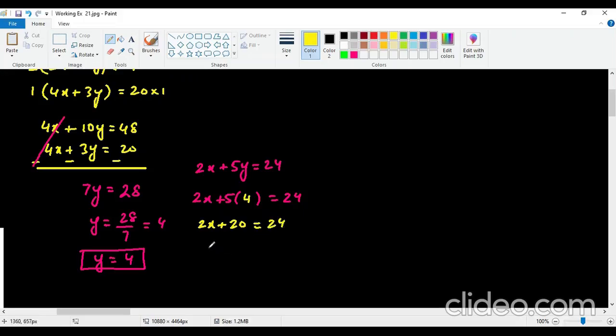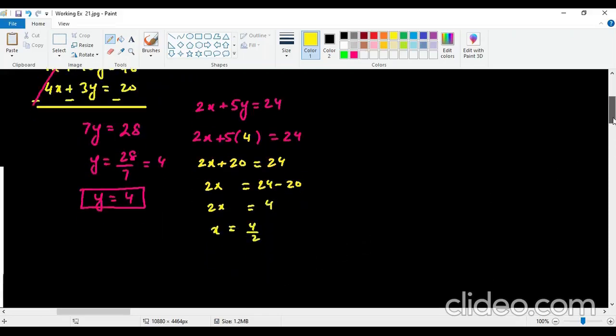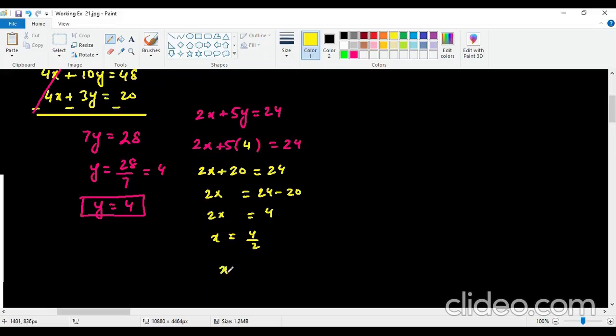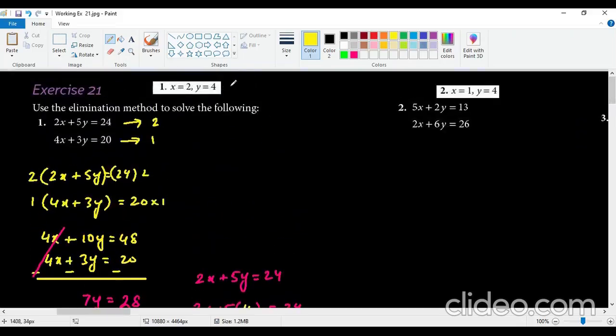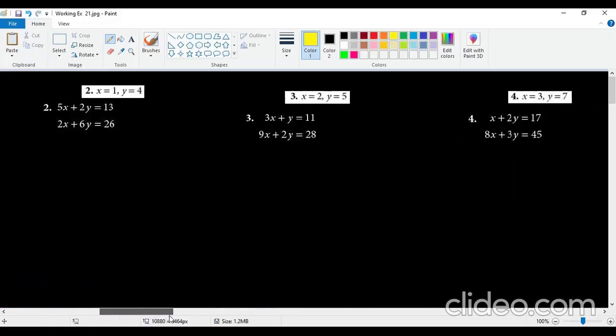That means 2x equals 24 minus 20. So 2x is equal to 4, and x is equal to 4 over 2. That means the value of x is going to be 2. This is the answer that you can see over here also. The value of x is 2 and the value of y is 4. Moving on to the next question.